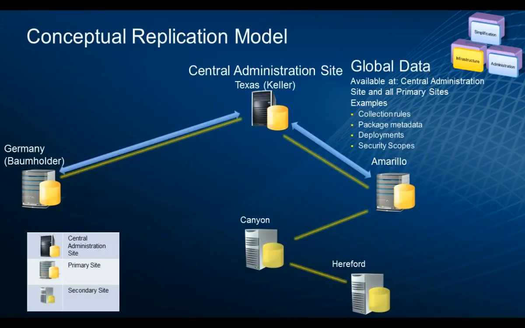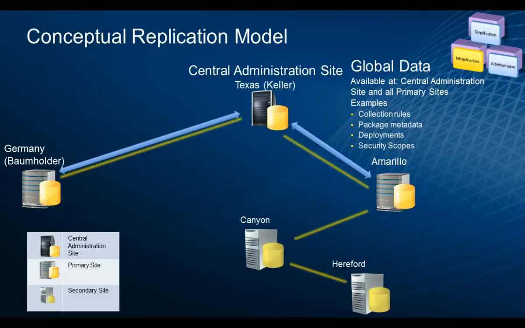So here's a conceptual model of how a CAS could be set up with some global data, and then we'll talk about how the different types of data flow through. So we have a CAS in Texas based in a city called Keller. Then we have sites in Amarillo, Canyon, and Hereford. And we also have a site over in Germany in Baumholder.